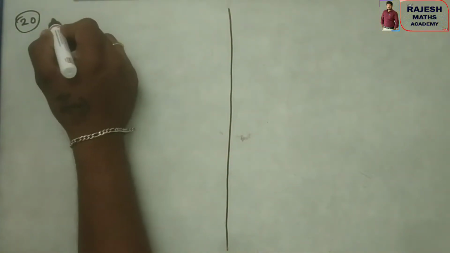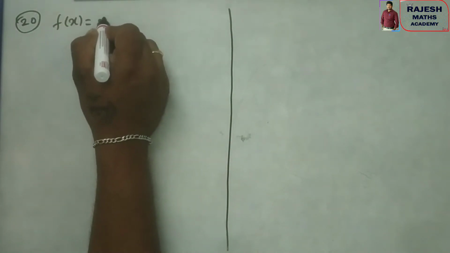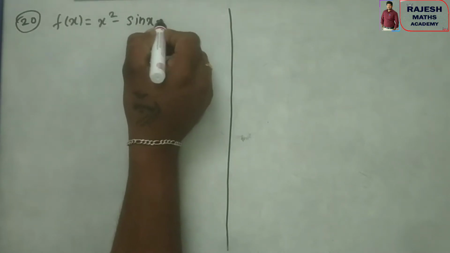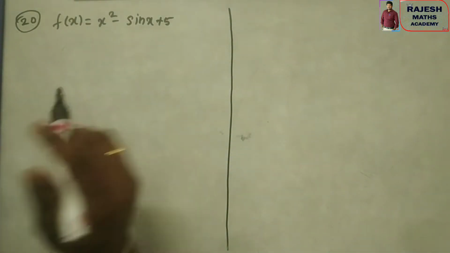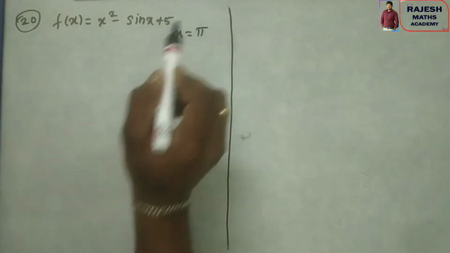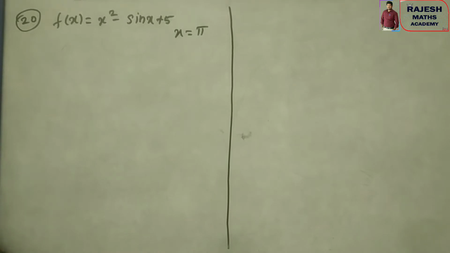So what is question number 20? f of x is equal to x square minus sin x plus 5. We are going to check whether the function is continuous at x equal to pi or not. If it is continuous at x equal to pi, we have to find the limit of the function, and we have to find the value of the function, and we have to finally say the limit of the function equals the value of the function.